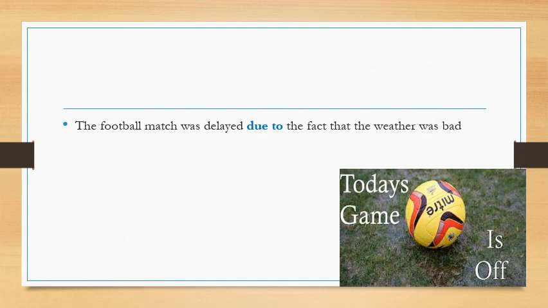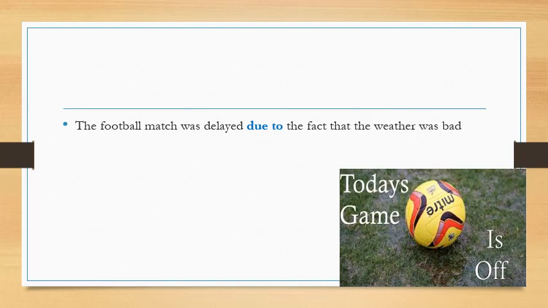The football match was delayed due to the fact that the weather was bad. So here we can see that the sentence contained a cause and effect. So we start first by the effect, which is the football match was delayed. زعما تأجل. علاش? Why? Because of or due to the fact that the weather was bad.